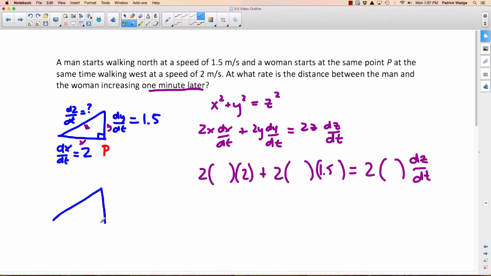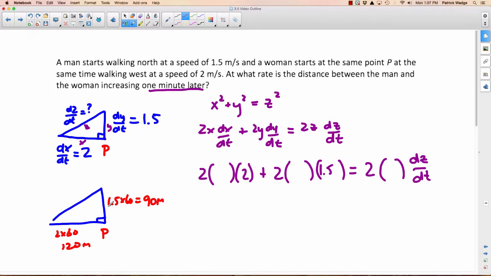What I would do now is draw another triangle, and this time I'm going to put some different information on it. So we still have our point P here. Let's see, 1 minute later. If this guy's going 1.5 meters per second, how far has he gone after 1 minute? We'd have to go 1.5 times 60, which is 90 meters. So this distance from here to here is 90 meters. How far has this one gone? They're going 2 meters per second, so 2 times 60 is 120 meters.